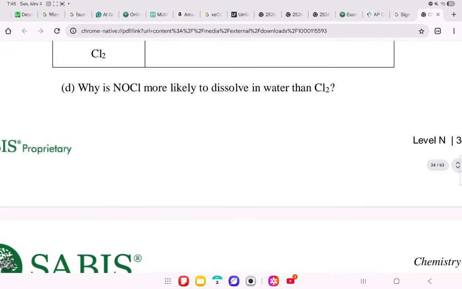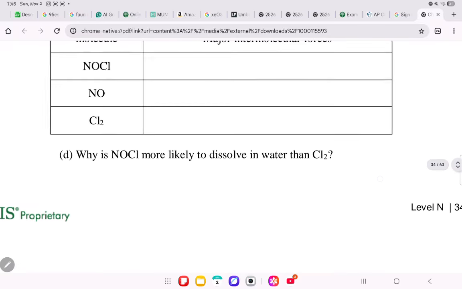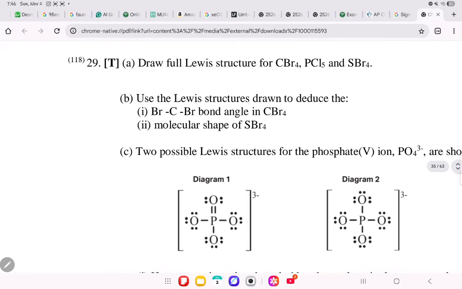Why is NOCl more likely to dissolve in water than Cl2? Because NOCl has PD, which is a stronger force than ID, and water has hydrogen bond, PD, ID. So you see, water has PD, NOCl has PD, which is stronger than ID, so for sure NOCl will dissolve in water. And on top of that, NOCl is polar and Cl2 is non-polar.